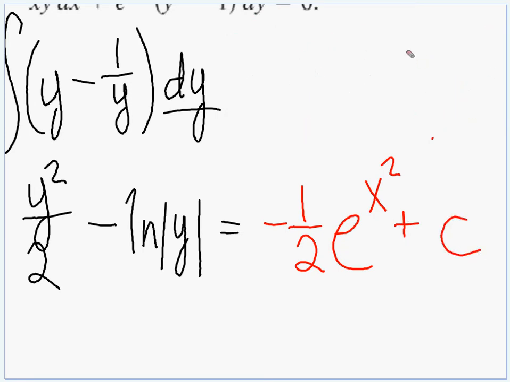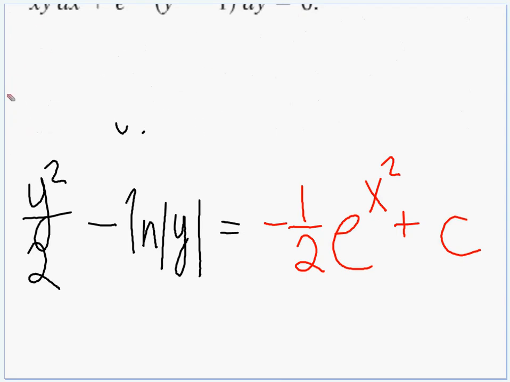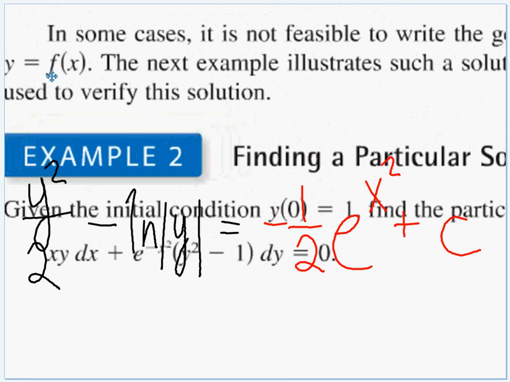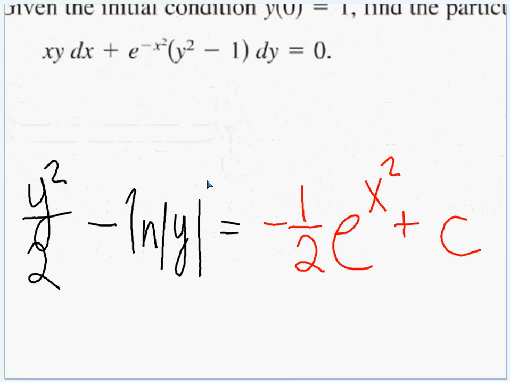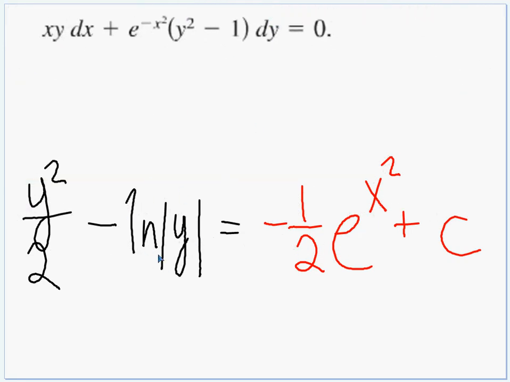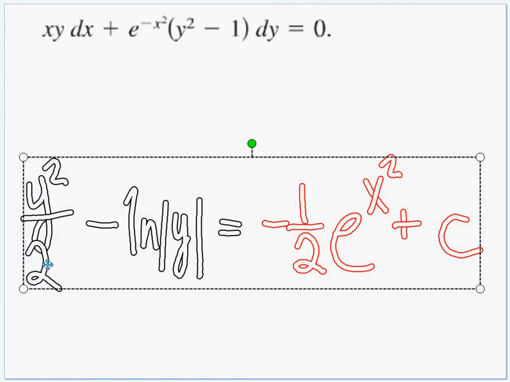Now it did say, I believe in the directions there, sometimes it's hard or impossible to get this into explicit form, y equals f of x. If we tried to solve this to get y alone, we've got an ln of y here, so we're going to have to base e both sides. Because we've got another term, y squared over 2, that's going to make that extremely difficult. So to get this into explicit form would be very difficult, if not impossible.